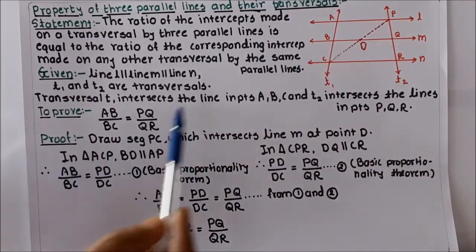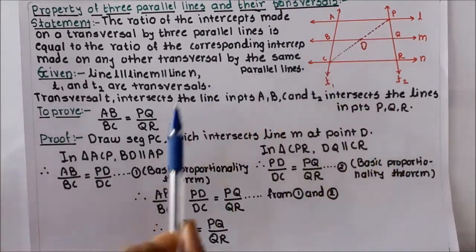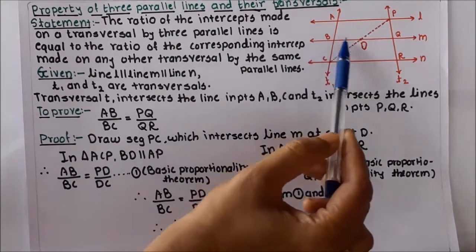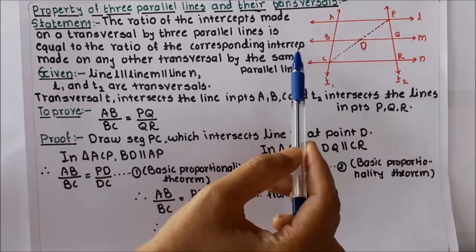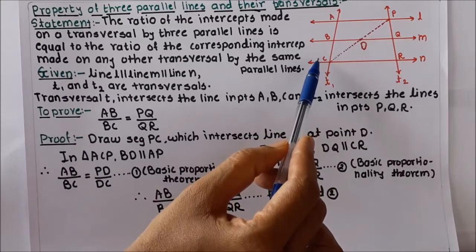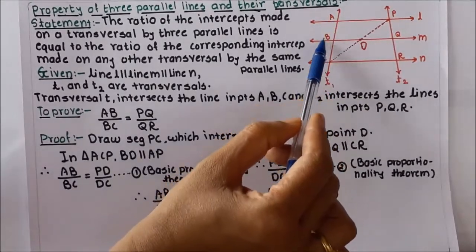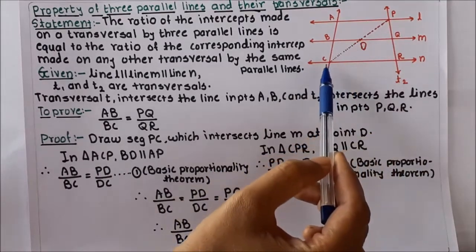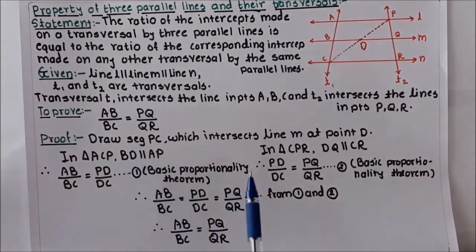In triangle ACP, it is already given that BD is parallel to AP. Because of this we can apply again the basic proportionality theorem here, because of which AB upon BC is equal to PD upon DC. This is our first statement.